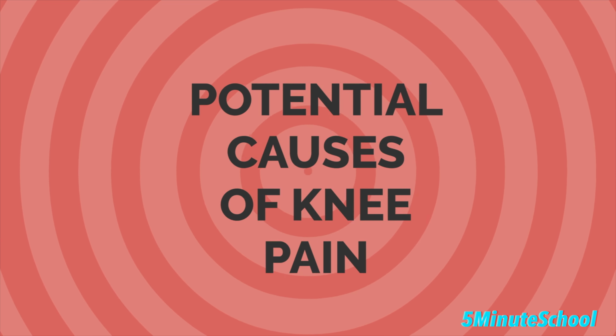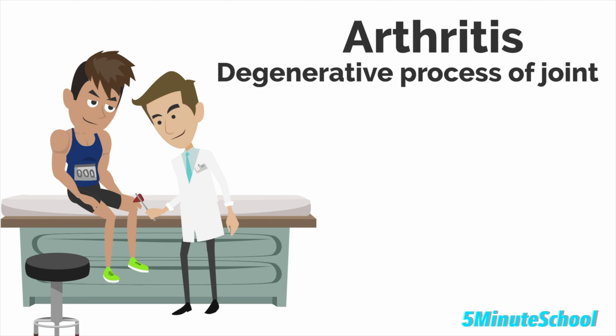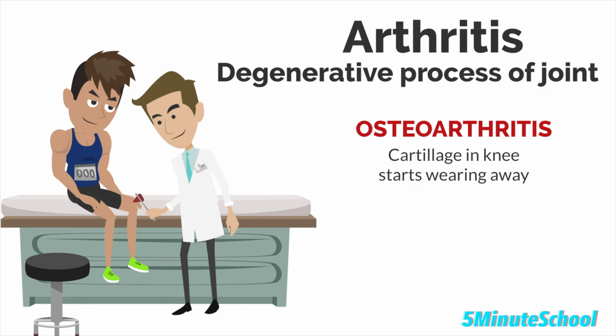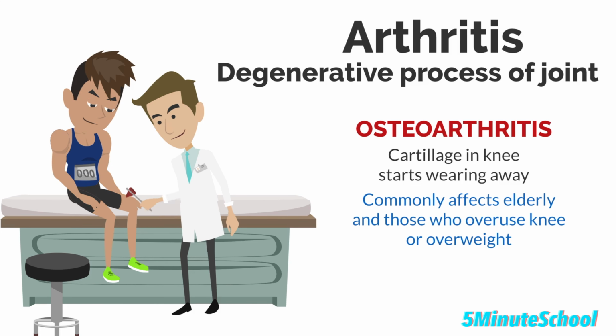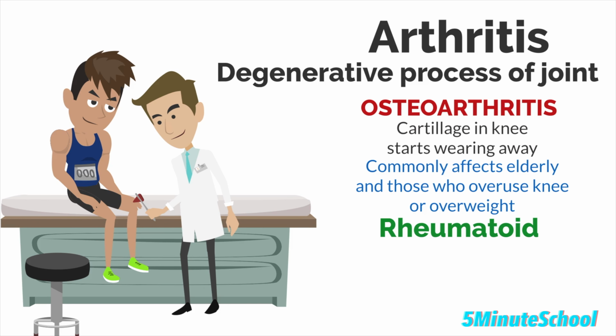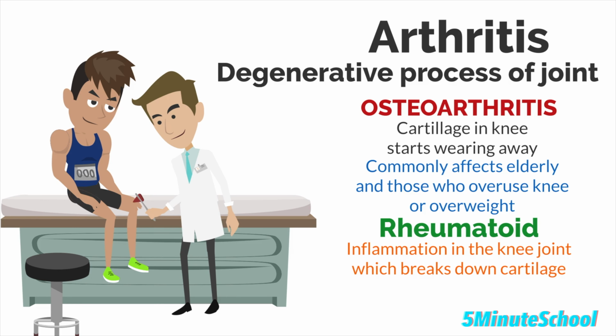So the first most common one is arthritis, and although there are a few different types of arthritis, the most common is osteoarthritis. Osteoarthritis is this degenerative process where the cartilage starts wearing away. It's often affecting mainly middle-aged or elderly people, but other contributing factors include being overweight and repeated injury. Rheumatoid arthritis is another type of arthritis where there's inflammation in the joint, and this inflammatory process is what breaks down the cartilage and causes it to get destroyed. Arthritis causes pain because of the increase in friction between the bones because of the cartilage wearing away.